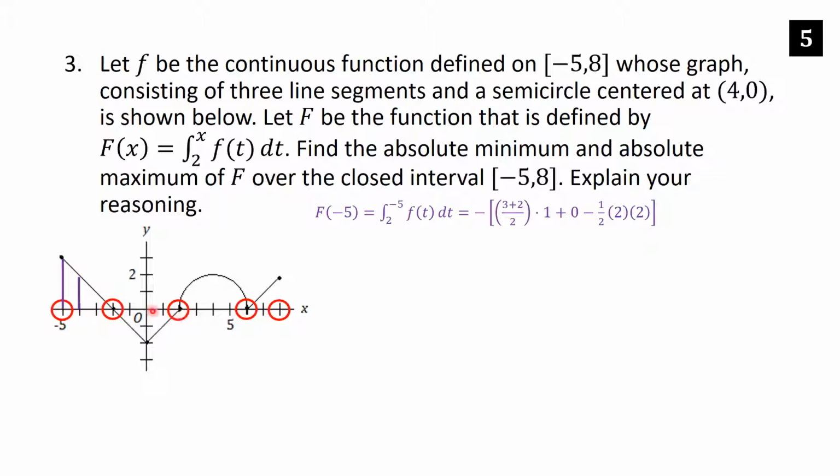And here we have a triangle below the x-axis of base 2, height 2. So it's negative because it's below the x-axis, 1/2 base times height, 2 times 2.